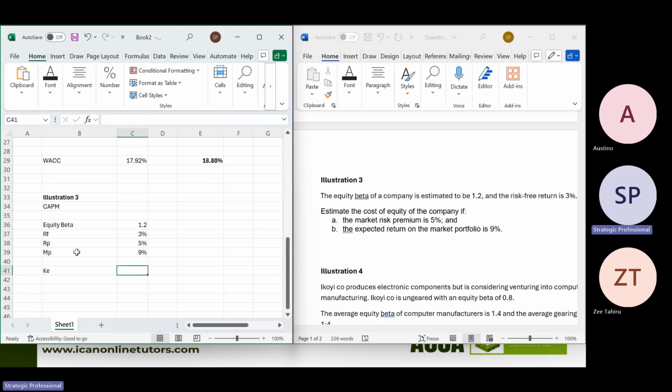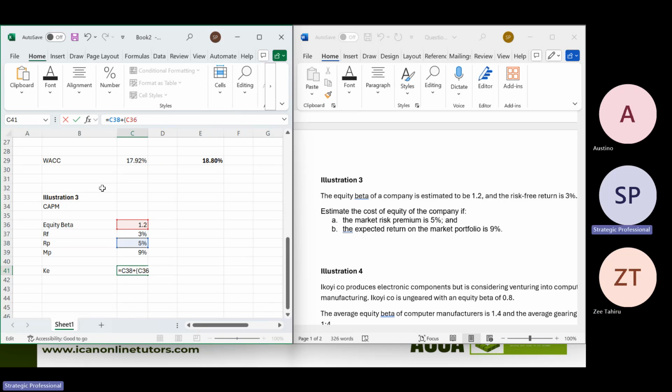So from one, they've given us the risk premium, right? If they've given you the risk premium, what do you need to do? This is your risk premium, 5%, right? Yeah. 5% plus 1.2. Okay. What again? In brackets. You are very intelligent. Okay. What next? I think 9 minus 3. 9% minus 3%.